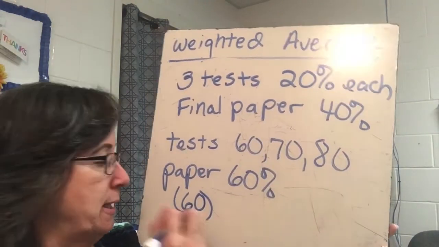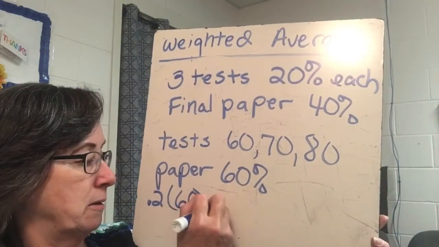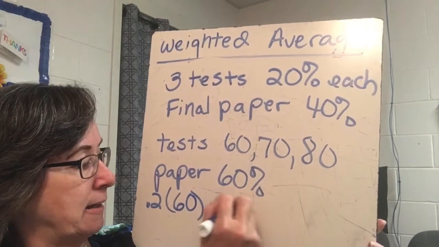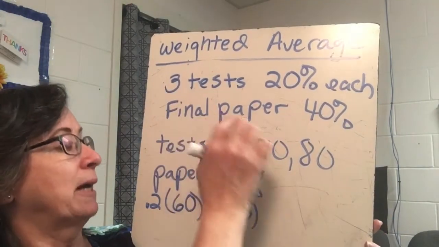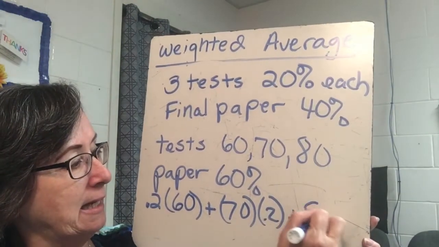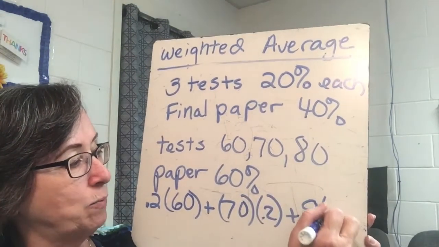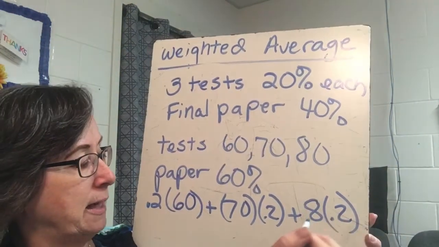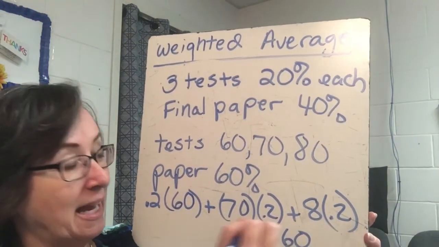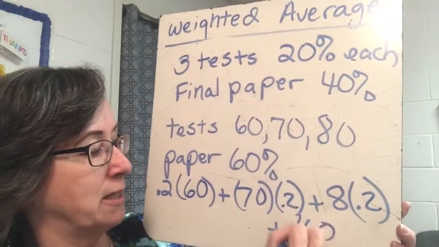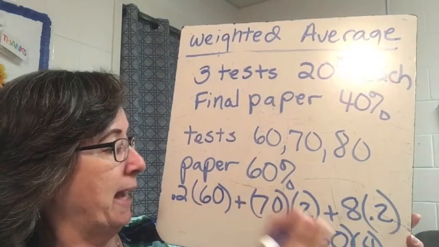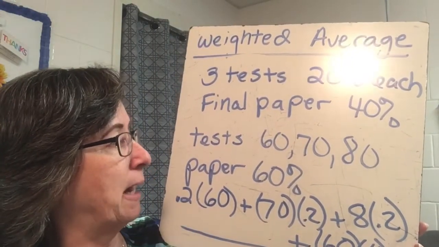Now, 20% is just 0.2. And then we're going to take the 70, and we're going to multiply it by its weight, which is 0.2. We're going to take the 80 and multiply it by its weight, which is 0.2. And then we're going to take the 60 and multiply it by its weight, which is 0.4, because that was the paper.